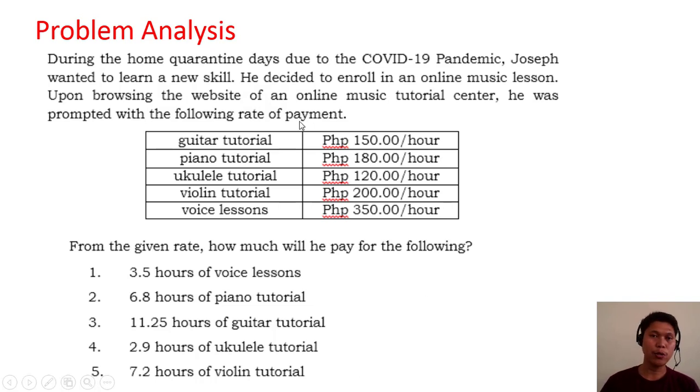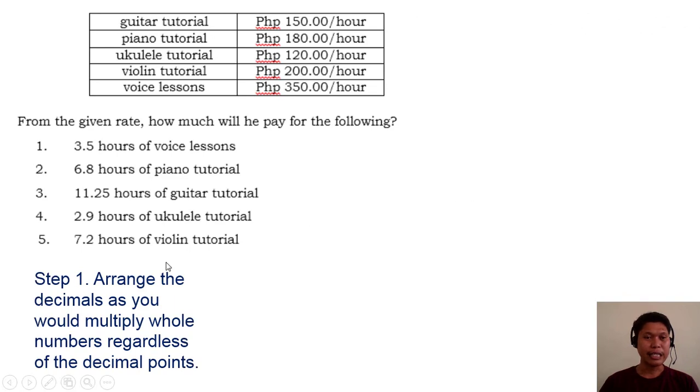So if you are going to analyze this kind of problem, it involves multiplication of decimals because para makuha mo ang babayaran mo sa voice lessons, for example, you need to multiply this 350 by 3.5. Okay, so what are the steps in multiplying decimals? So yan ang i-discuss ko sa inyo ngayon. So here are the steps.